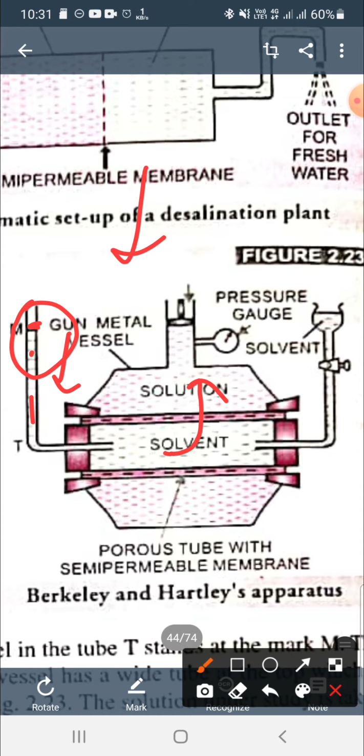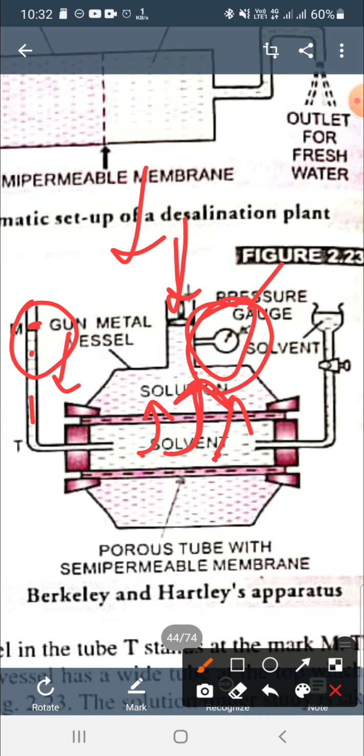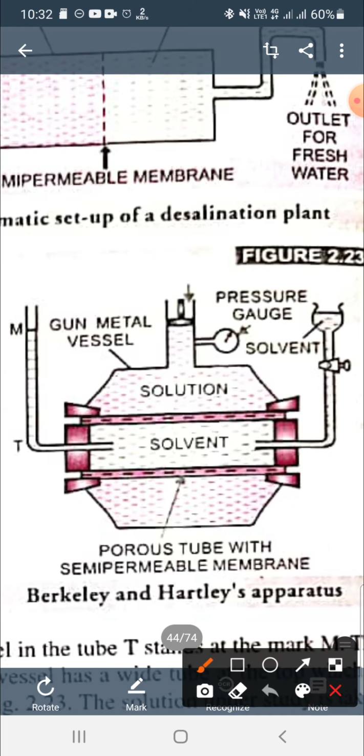But as the solvent molecules start adding into the solution, we exert an external pressure on the piston, so that the entry of solvent molecules stops. The molecules will not get into the solution. How much pressure we are applying on the piston can be read from the pressure gauge. In this way osmotic pressure is calculated.